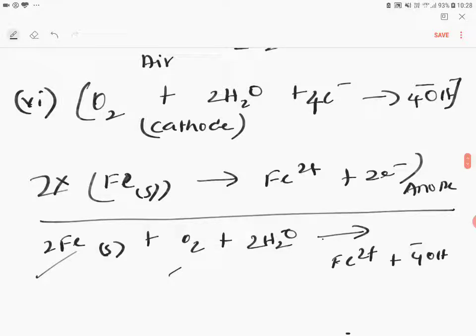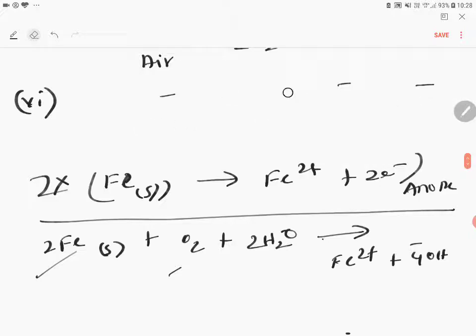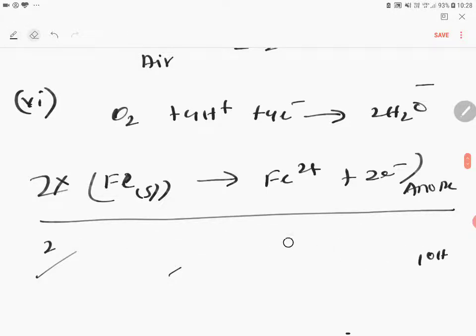Yes children, even equation number 6, the above equation, I need to change. So this is O2 plus 4H plus 4 electrons giving you 2H2O. I am sorry for the mistakes, kindly excuse me.